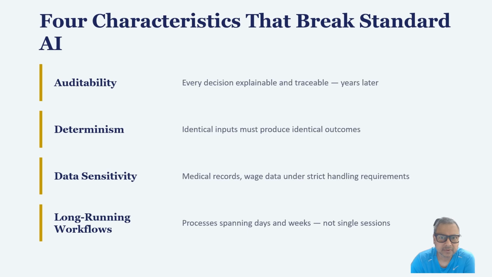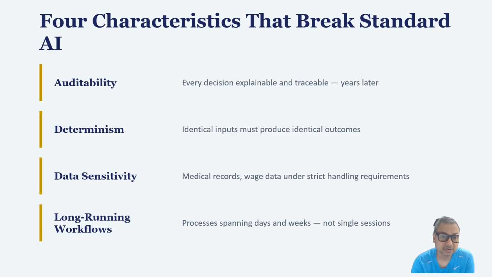Four factors that undermine standard AI in regulated industries. Why does standard AI tooling fail here? Because regulated verticals share 4 characteristics that most AI frameworks were not designed to address. First characteristic is auditability. Every decision must be traceable, not only in the present but years into the future. State workers' compensation boards may request decision trails long after a claim has closed. A system that cannot explain its determination is not merely unhelpful, it constitutes a compliance violation.